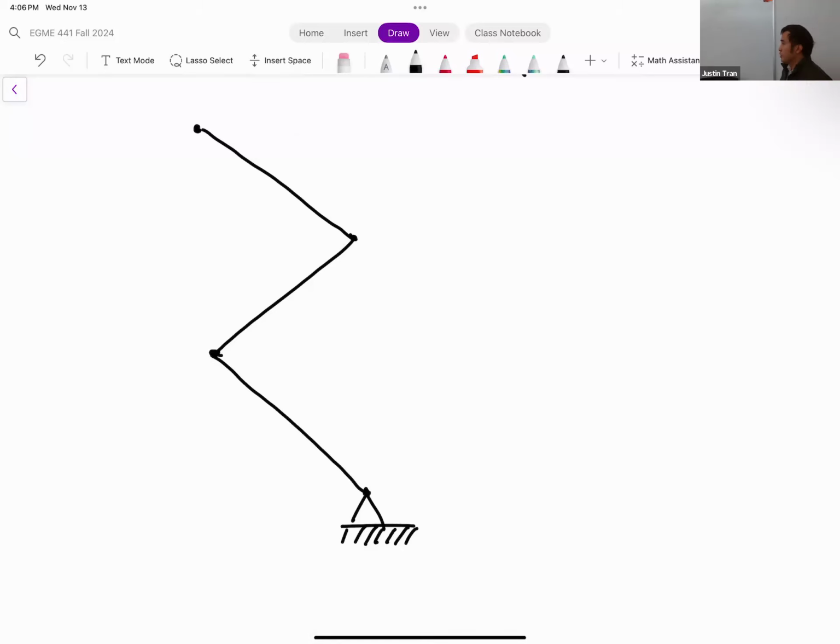Of course, this is a very gross approximation of a person doing a squat, but we have our three joints here. We have our ankle joint, we have our knee joint, and we have our hip joint.